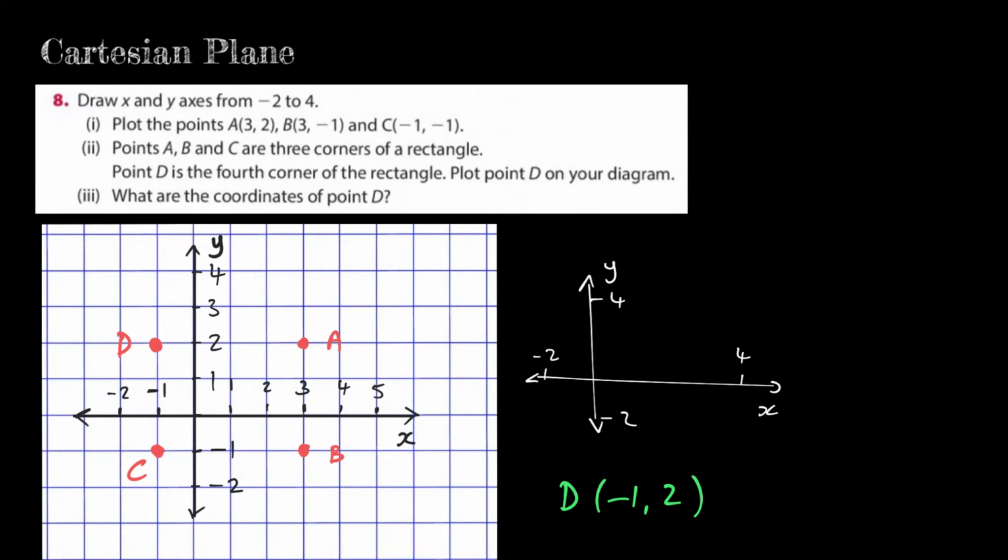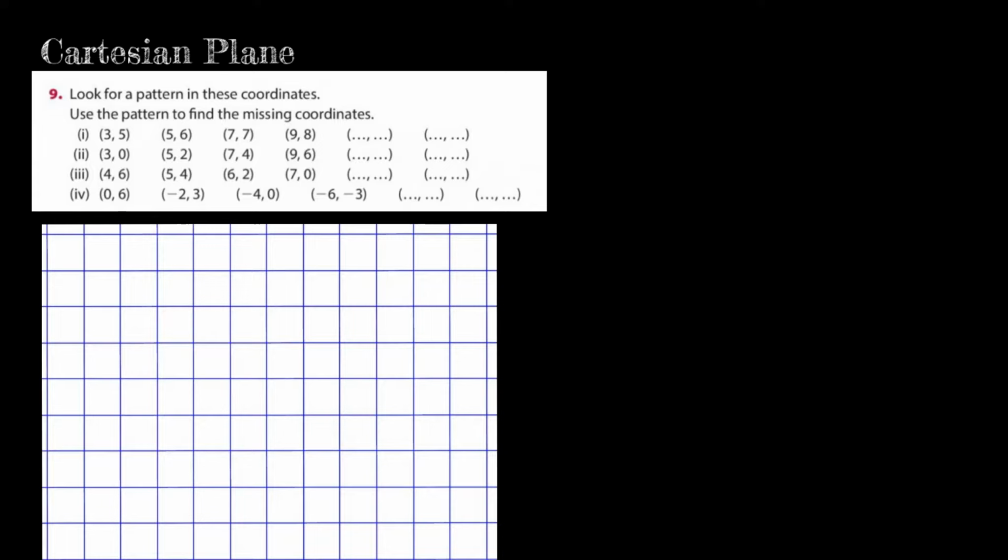Okay, so we're just going to look there at question 9, and here it says look for a pattern in these coordinates, use the pattern to find the missing coordinate. Now, what I'm going to do is I'm going to get you to plot these here, because if we can plot them, then we can see it, and it's easier. It's good practice for you to start plotting these.